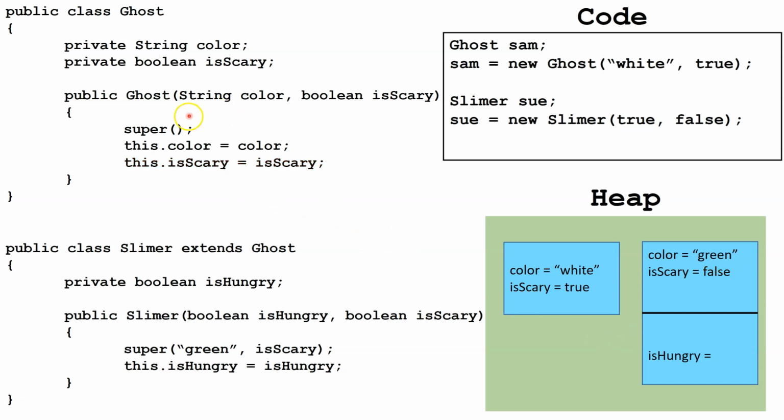Now that we've finished with the constructor in Ghost, we can continue back down to finish the constructor in Slimer. So we set the field isHungry to the value of the parameter isHungry, which had a value of true because that's what was passed to us when we created the object. So we can see isHungry is true on the object on the heap. Now we've got two objects. We've got a Ghost object and we've got a Slimer object.